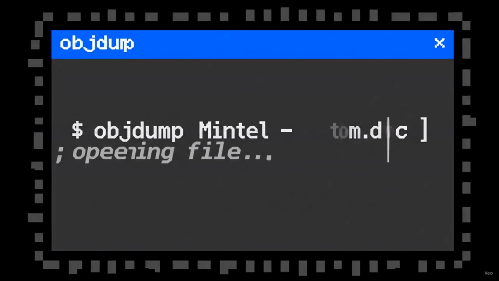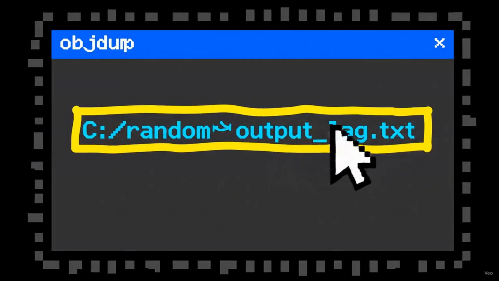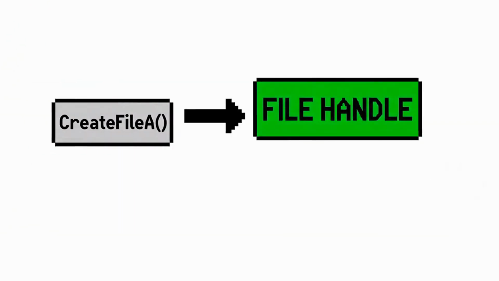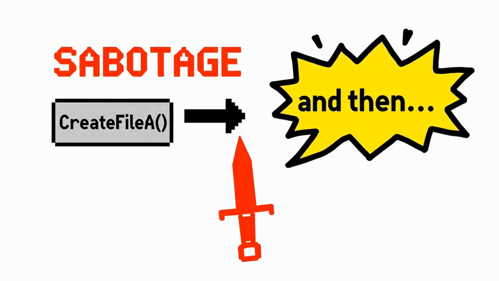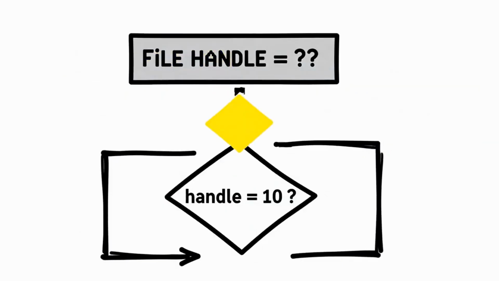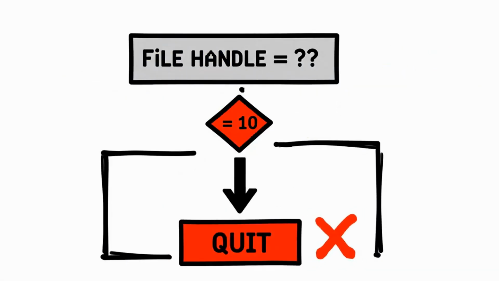We disassemble main inside atom.dec with objdump. The logic is clear. The program opens a file. It gets a file handle back. It compares that file handle to the number 10. If the handle equals exactly 10, it writes the flag and quits.